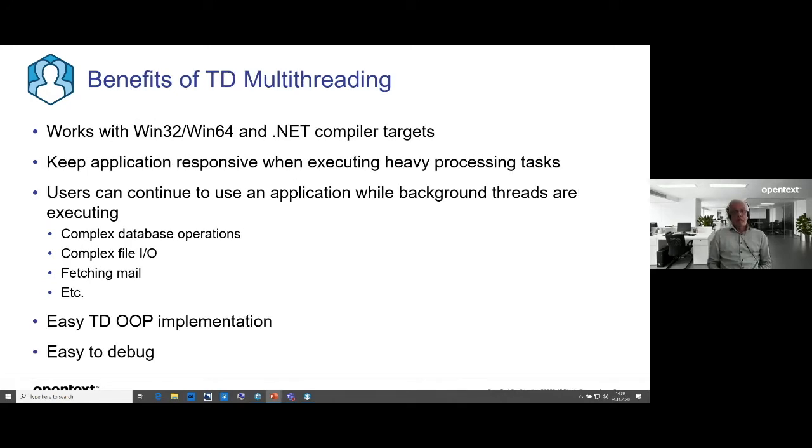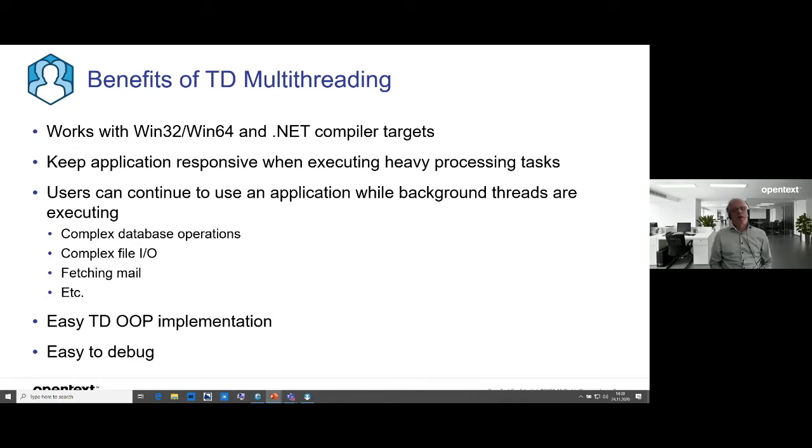Benefits of Team Developer multithreading: it works with Win32, Win64, and .NET compiler targets. So if you start implementing threads in Win32 applications, and after a while you want to compile the application to 64-bit, you can use the same code. There's no difference. The same for .NET compiler targets. The .NET compiler also supports all the events, the dispatcher, the information, and the style API, which is also available for Win32 and Win64.